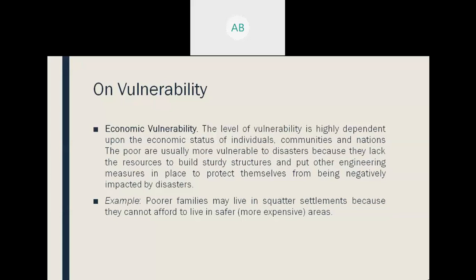So if a country is really strong economically, with money to spend, that will also contribute to its level of vulnerability. The same thing goes for societies, families, and individuals. You can think of plenty of examples like that, where money is one of the very important factors. In the example, it says poorer families may live in squatter settlements because they cannot afford to live in safer or more expensive areas.